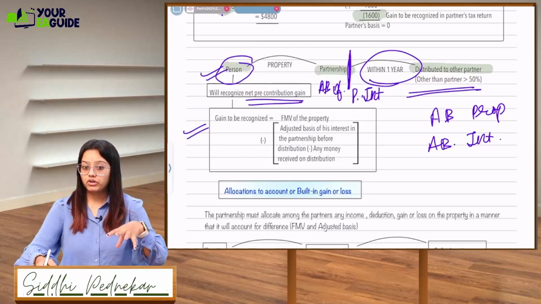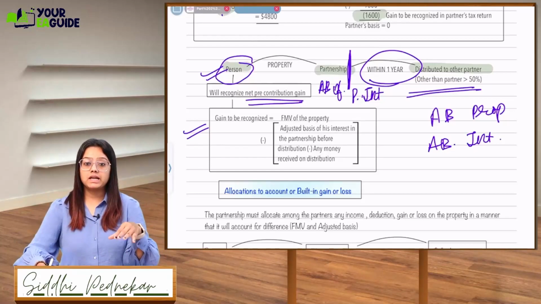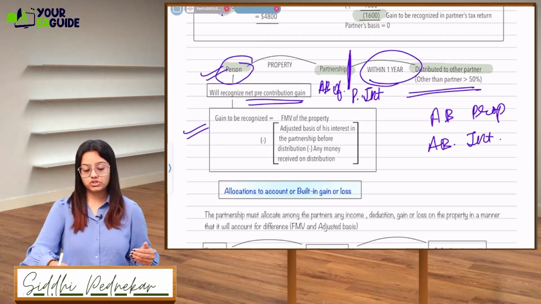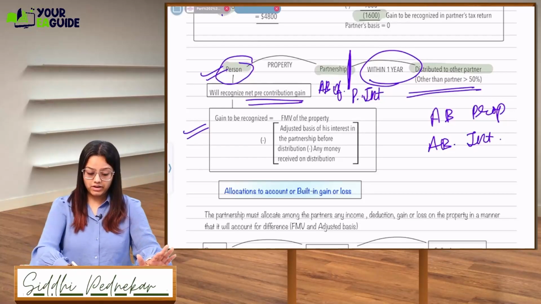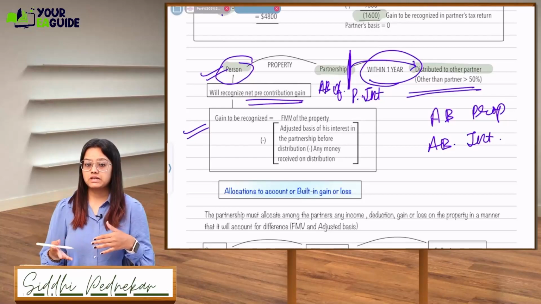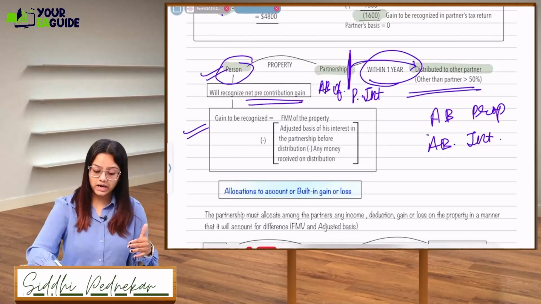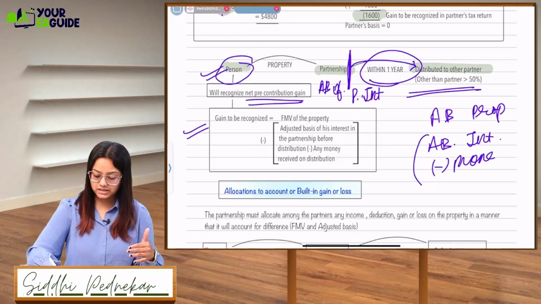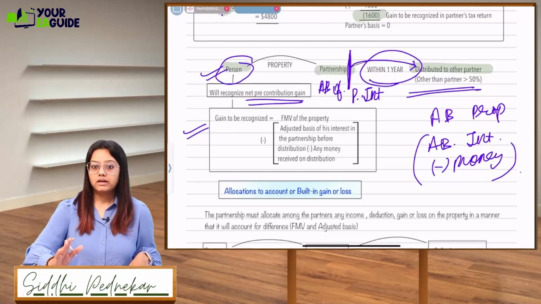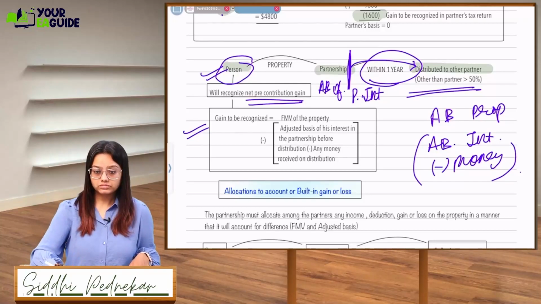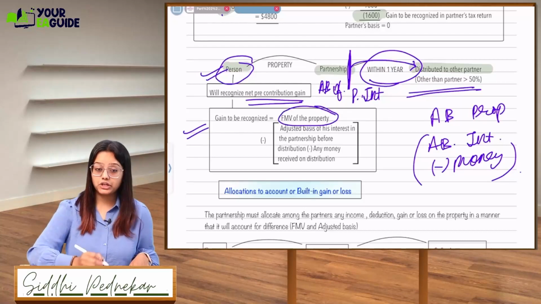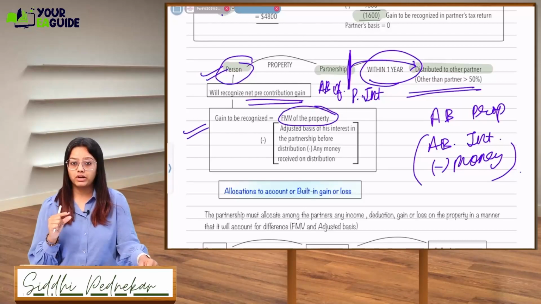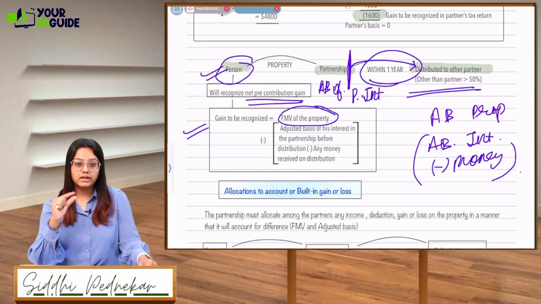Okay, so you have to take that adjusted basis. You have to reduce any money received in case of distribution. So when this transaction is happening, let's say you receive certain money also, so reduce that money from the adjusted basis. Okay, and then you have to compare it with the FMV, reduce it from the FMV. That much gain you have to recognize. This is a pre-contribution gain.